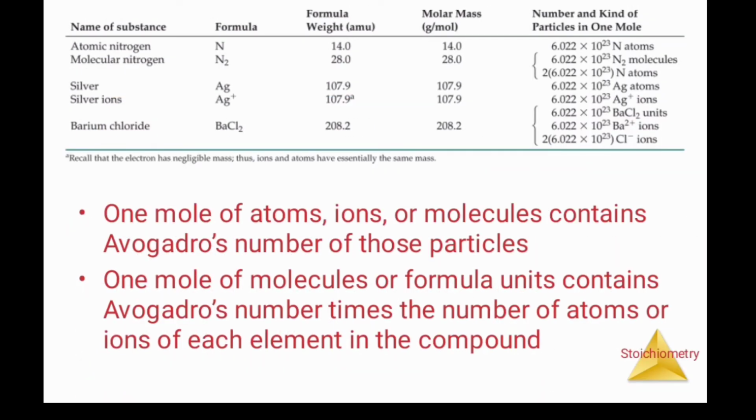So the mole relationship, as you would see here: 1 mole of atoms, ions, or molecules contains Avogadro's number of those particles, and 1 mole of molecules or formula units contains Avogadro's number times the number of atoms or ions of each element in the compound. So you would see here in the table that relationship.